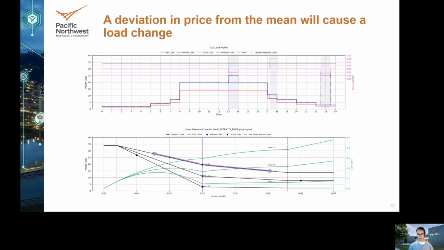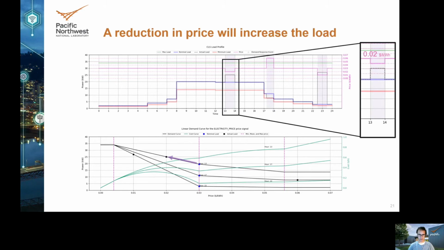And to point out a few things about the linear demand curve, there is still no load reaction outside of the min-max price range. And any deviation from the mean price of 3 cents will cause a change in load. The purple arrows on the plot show that a decrease in price will result in an increase in load, and an increase in price will lead to a decrease in load.